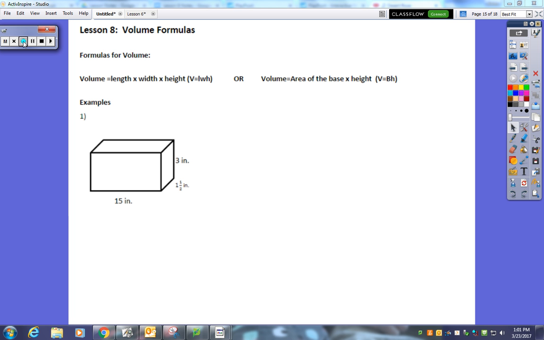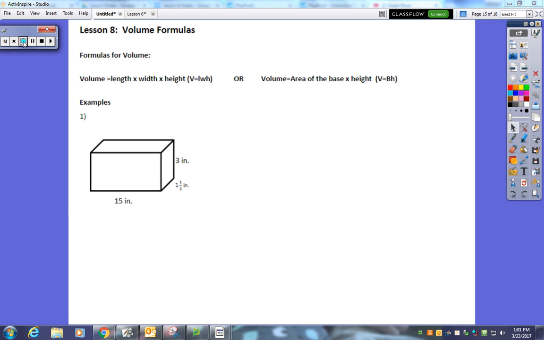The first one is the one that you should be familiar with, and that's volume equals length times width times height. We wanted to find the volume of a rectangular prism where we were given the length, width, and height. That's the formula we would use. The other volume formula is taking the area of the base times the height. So this is when we're given the area of the base and then we multiply it by the height. It's kind of actually already doing some of the steps for us.